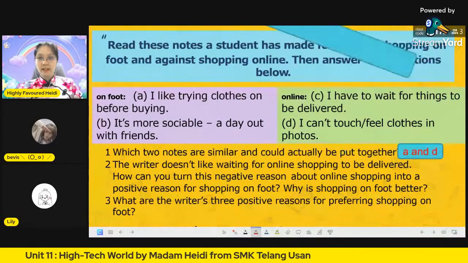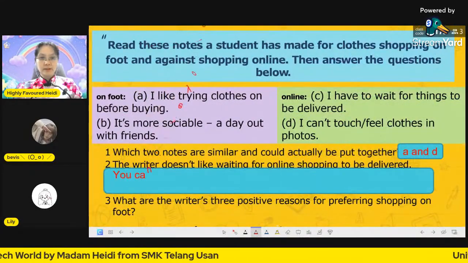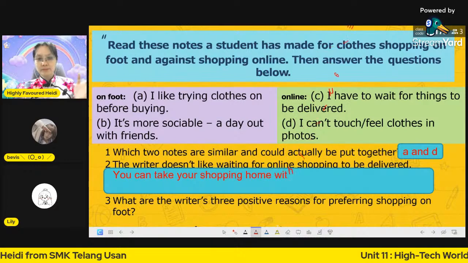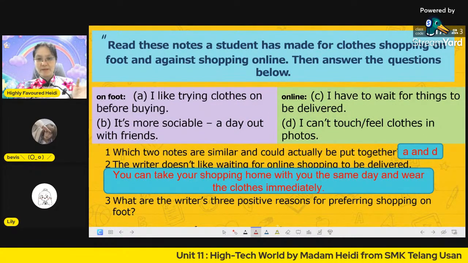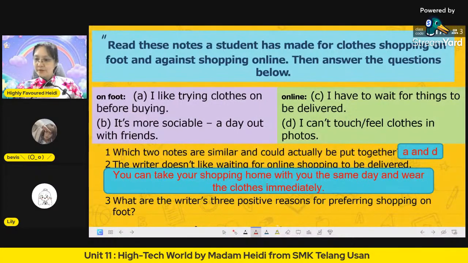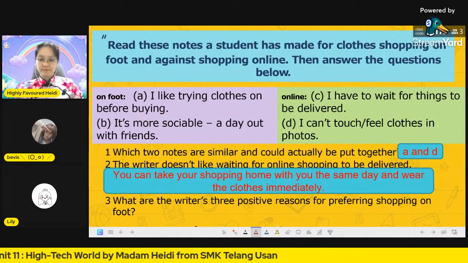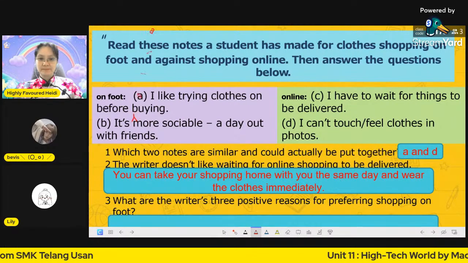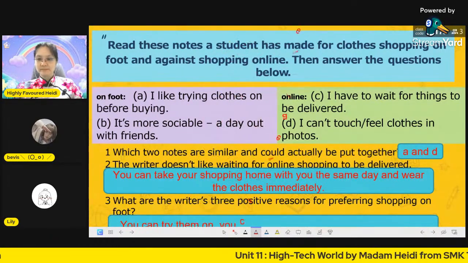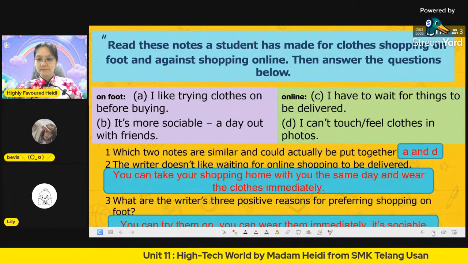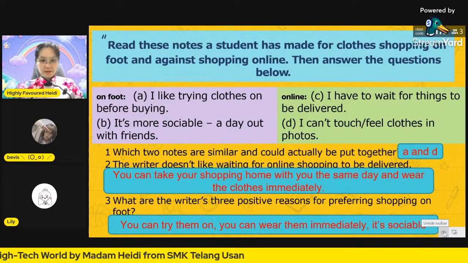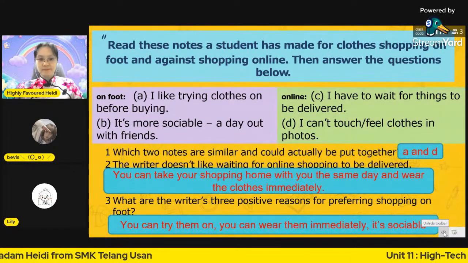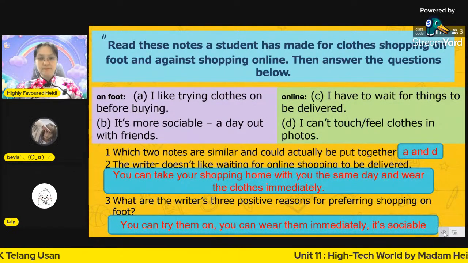So A and D, you all got it right. This is what was given. Bevis, can you read for me? The second one: you can take your shopping home with you the same day and wear the clothes immediately. The third one: you can try them on. You can wear them immediately.